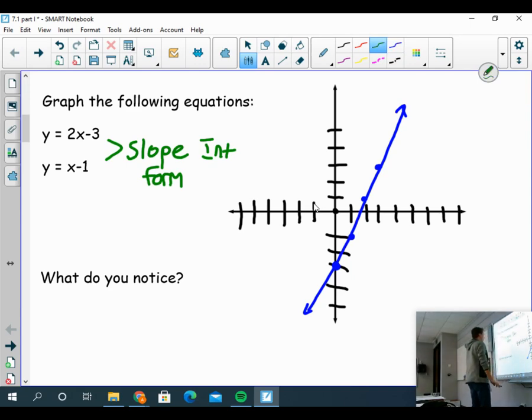I like using different colors in this lesson. I think it makes things more apparent. So what we're going to do now is graph our other one. We're going to put a dot at minus 1. This one has a slope of 1, so we're going to go up 1 over 1, up 1 over 1, up 1 over 1. You can do it one more time. And then we will go ahead and draw our line through our graph.